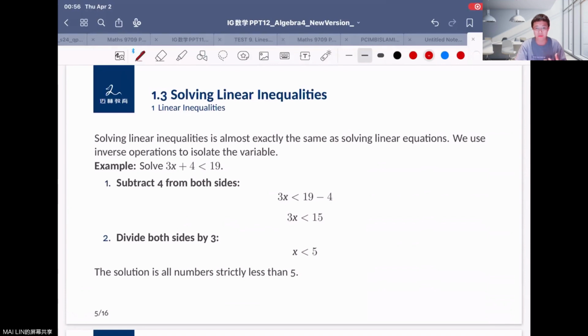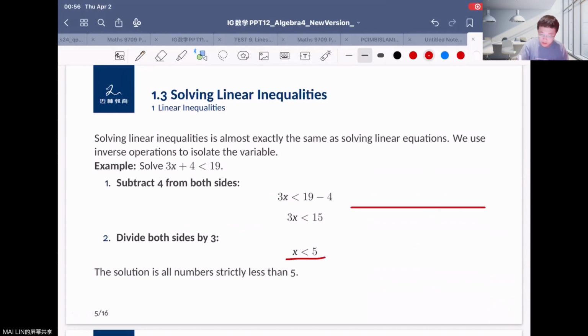The first example is 3x plus 4 smaller than 19. First, subtract 4 from both sides. So 3x is smaller than 19 minus 4, which is 3x smaller than 15. Then divide both sides by 3. So x is smaller than 5. The solution means that x is strictly less than 5.